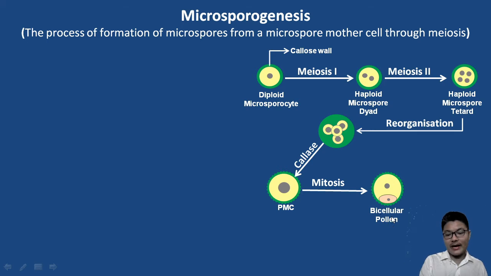So in the bicellular pollen, we have 2 cells. One cell is called the vegetative cell, the other cell is called the generative cell. So this is the 2-cell stage of pollen.